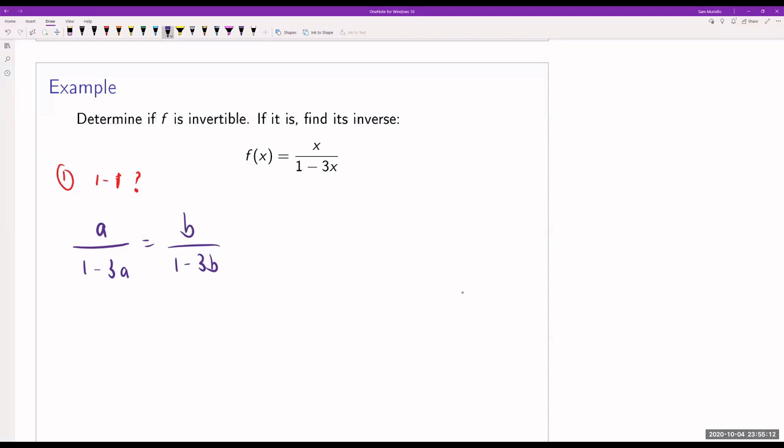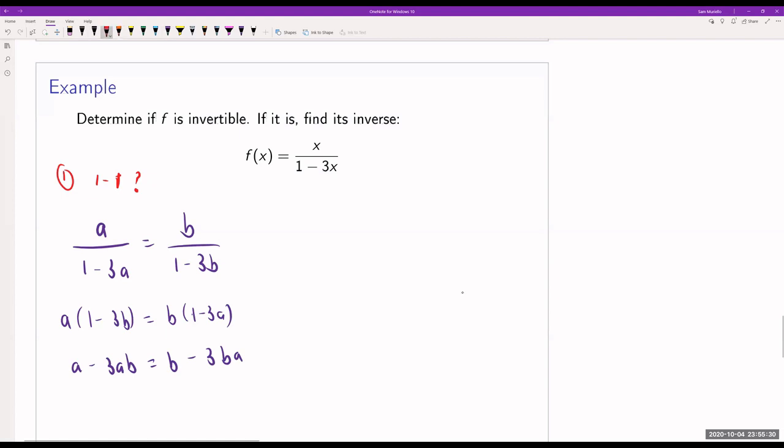We want to figure out if A and B would be the same. So I would start by cross multiplying. A times 1 minus 3B is equal to B times 1 minus 3A. That would give me A minus 3AB is equal to B minus 3BA.